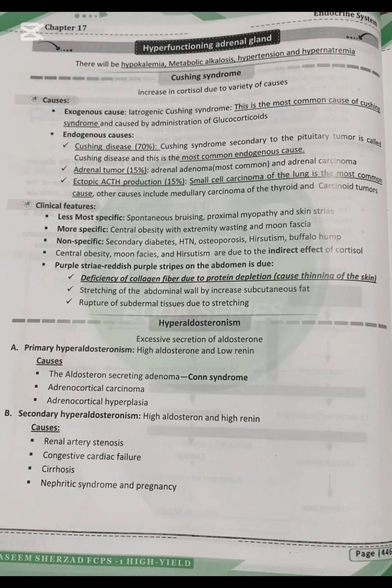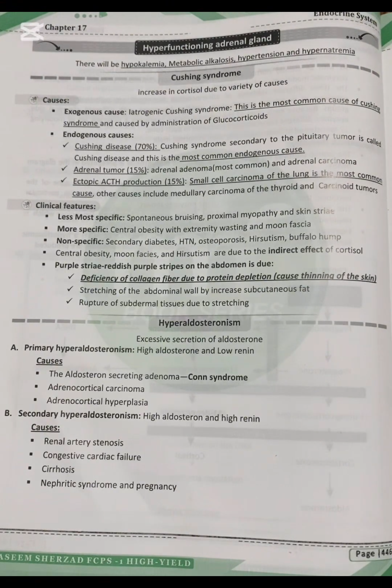The second is hyperaldosteronism, and we know that when there is hyperaldosteronism, there will be excessive secretion of aldosterone. One is primary and the other is secondary. In primary, there will be high aldosterone but renin will be low, and the causes include aldosterone-secreting adenoma, which we also call Conn syndrome, and adrenocortical carcinoma. We are saying adrenocortical, not adrenomedulla. That's why I'm saying we are discussing the hyperfunctioning and hypofunctioning of the cortex, not the medulla, right?